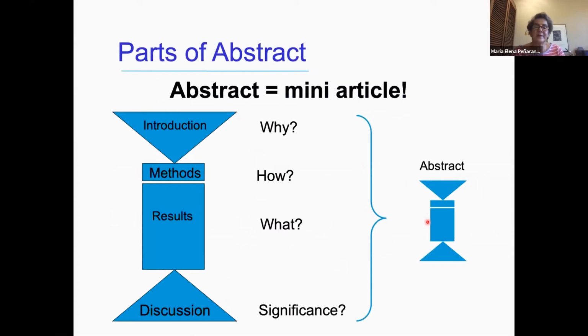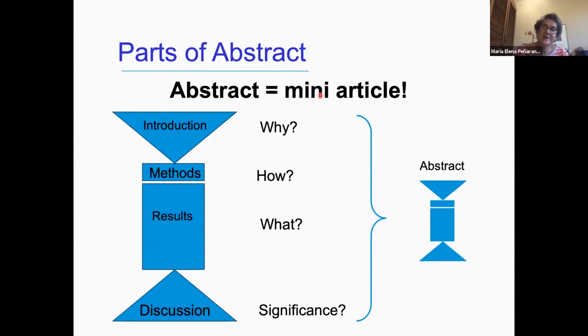So it's like making a mini article. It has all the parts of the article that I presented the first day, but summarized. So it will have an introduction. It will have only the methods mentioned that are most relevant, especially if it's a different method, a novel method, a method that's specific to your article, to your work. It will have the main results only, and the main conclusion and discussion, just one or two sentences about the significance of the finding.